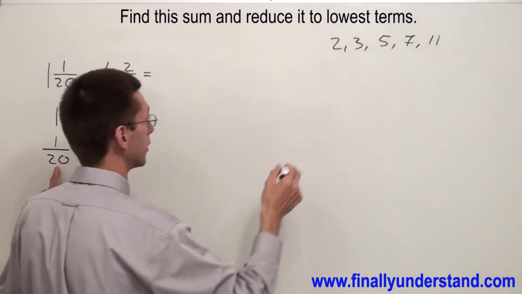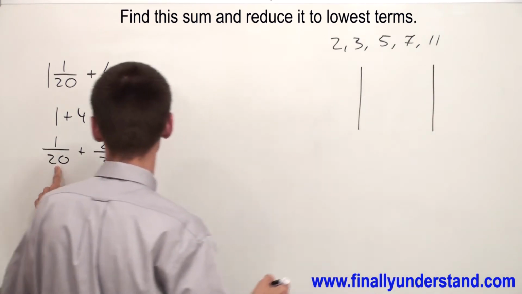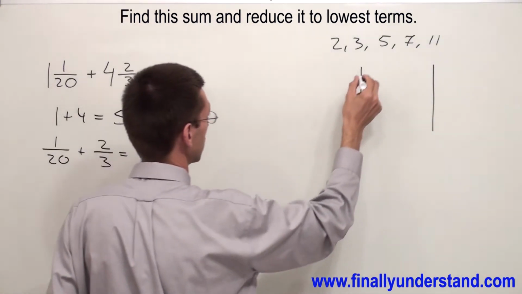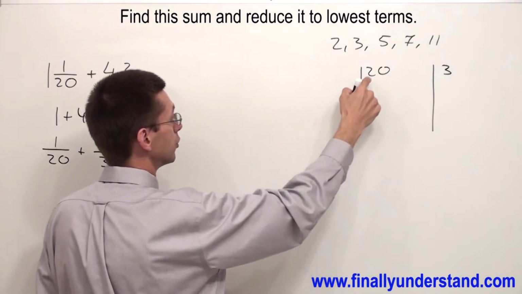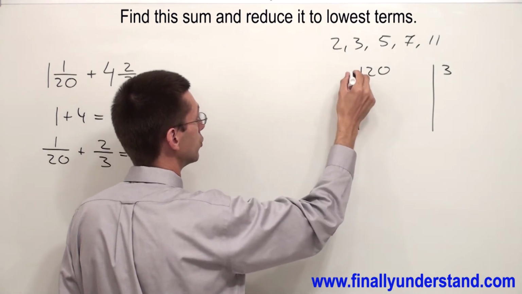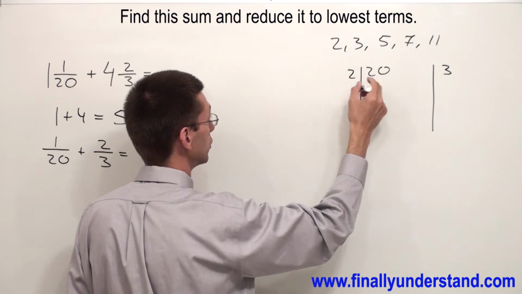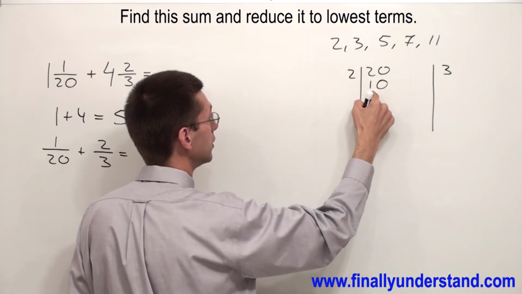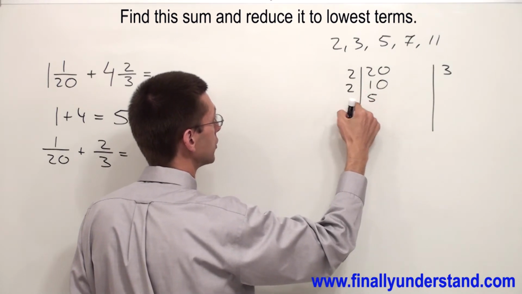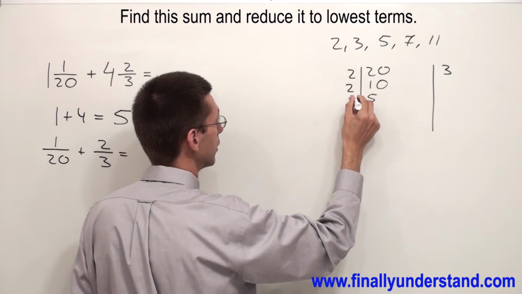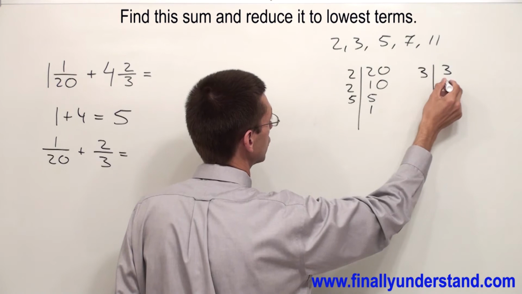And we're supposed to draw the lines and write the denominators next to each line. So I have 20 and I have 3. 20 is divisible by 2. You have to divide 20 by the prime numbers. 20 is divisible by 2. It gives me 10. 10 divided by 2 is 5. 5 is divisible by 5, which is 1. 3 is divisible by 3, which is 1.